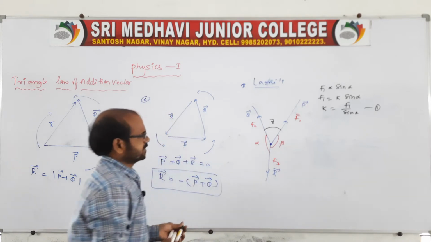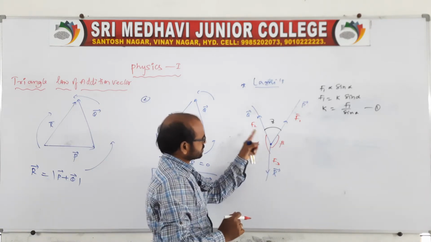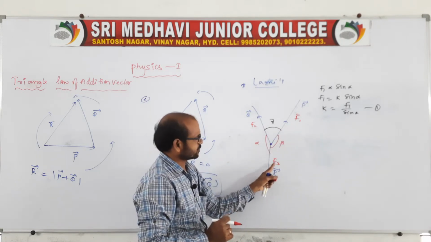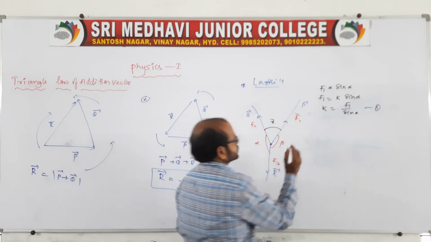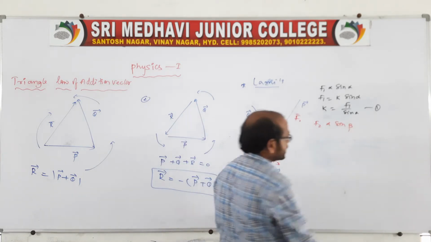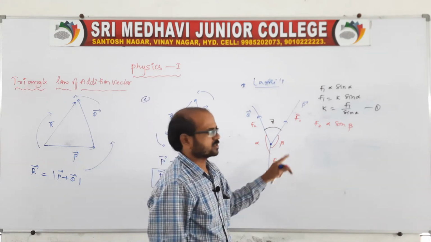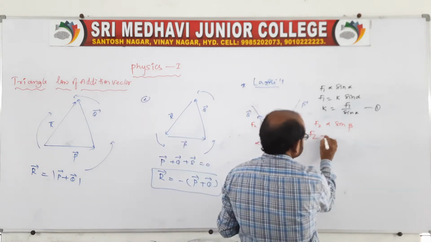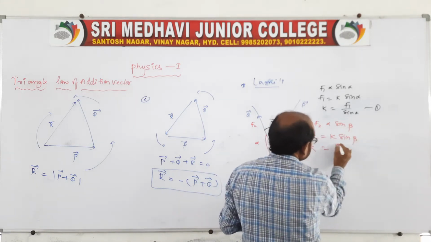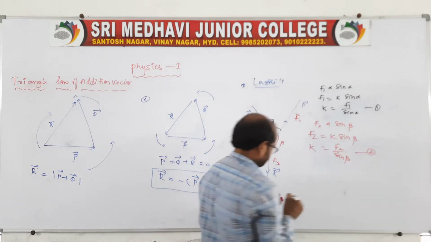This is for F1. Look at the same situation for F2: F2 also makes an angle beta, opposite to F2, where forces F1 and F3 are there. So F2 is directly proportional to the sine of the angle between the opposite two forces. What is the angle here? Beta is the angle. So we can write F2 equals k into sine beta. Therefore k is equal to F2 by sine beta. This is equation 2.